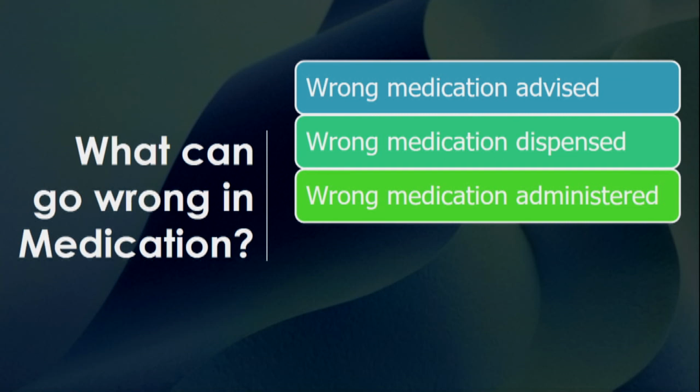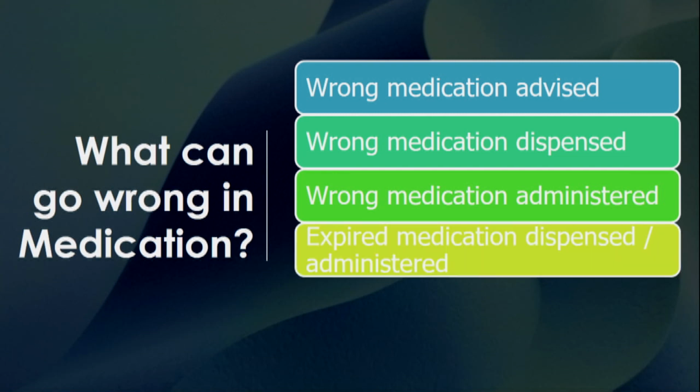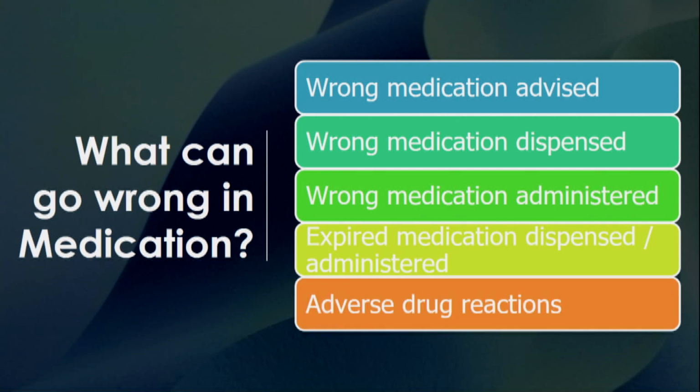So there are verbal orders being issued, and when verbal orders are given over the phone, then there are all the chances of getting a wrong medicine and administering a wrong medicine, the wrong route or wrong dosage. It can also happen that expired medications, if not checked, can get dispensed and administered. And finally, there could be adverse drug reactions which need to be monitored and which need to be reported.